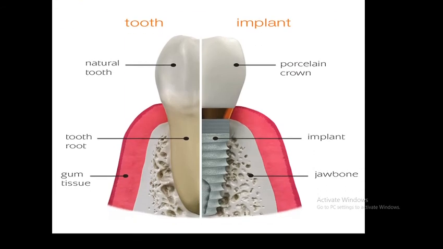This is the appearance, this is the structure of the implant. Here the porcelain crown and implant, and this is the jawbone. Okay, comparing it to the natural tooth, it's almost the same shape. Natural tooth crown, and these are the natural roots, and then we have the gum, and this is the jawbone. Okay, and the implant looks like a screw. Can you see? It looks like a screw.